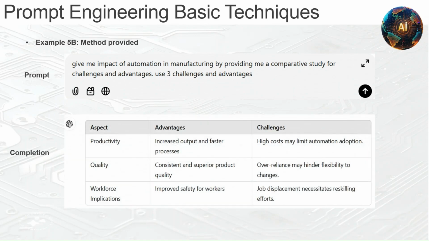See, here we ask the LLM to give us a comparative study for challenges and advantages using three challenges and advantages. The LLM could now understand our need and give us a more tailored response with a table showing the advantages and challenges in each aspect of manufacturing industry. So these two examples illustrate how important the key elements of any prompt are. Number one, context, give as much detail, and number two, the method, provide step by step instructions to the LLM to reach the output.